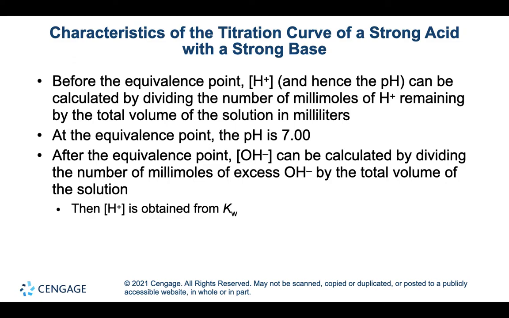So when you have added exactly equal amounts of OH minus and H plus, then you have a neutral solution with a pH of 7. After the equivalence point, your OH minus that you're adding can be divided by the total volume to get your pOH, and from that calculate your pH.